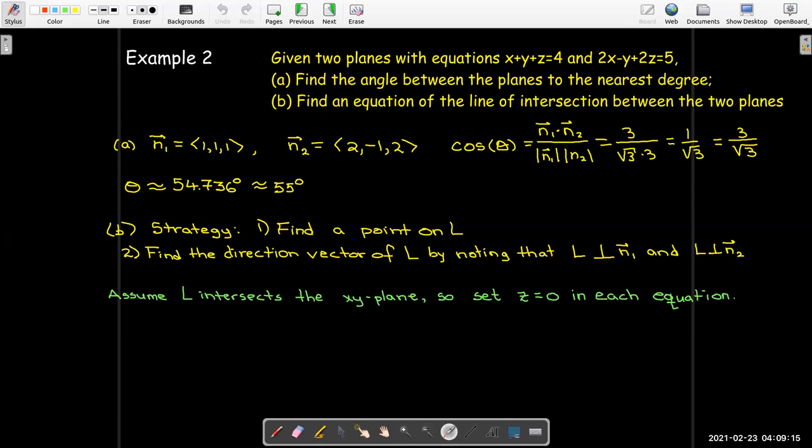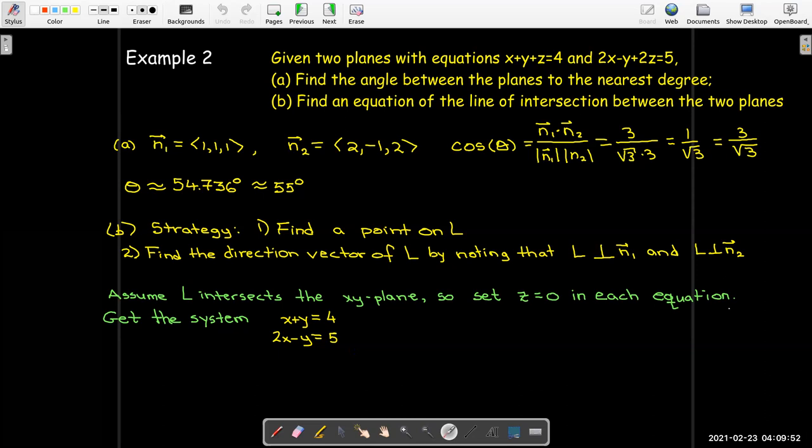And the way we're going to do this is we're going to assume that the line L intersects the xy plane. And remember, on the xy plane, z equals 0. So if I replace z with 0 in our two equations, then I'll get this system of equations that only has x and y. From the first equation, I get x plus y plus 0 equals 4. And in the second equation, I would get 2x minus y plus 0 equals 5. So I can just write that as this system.